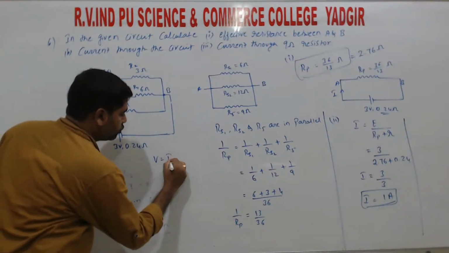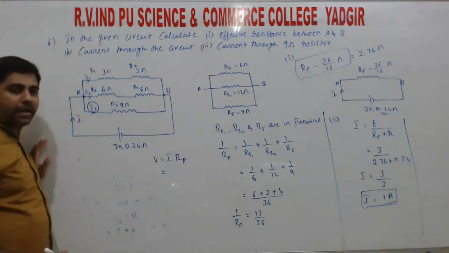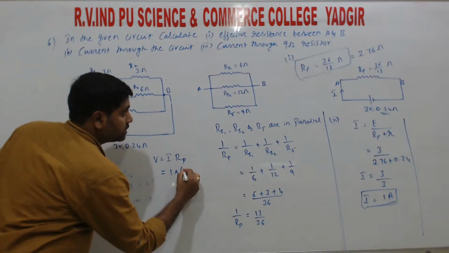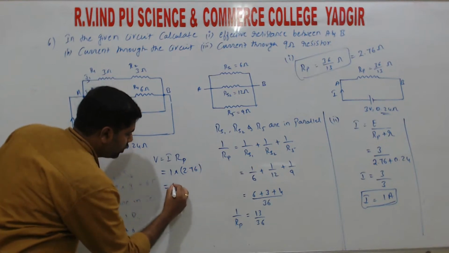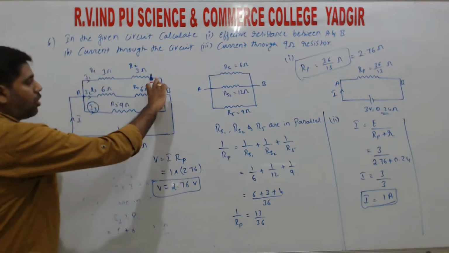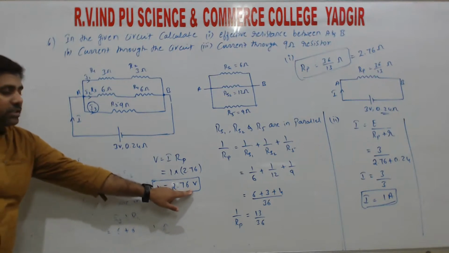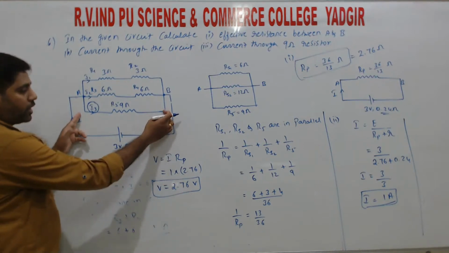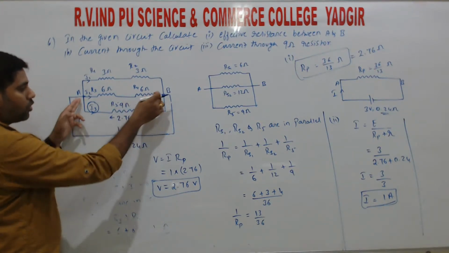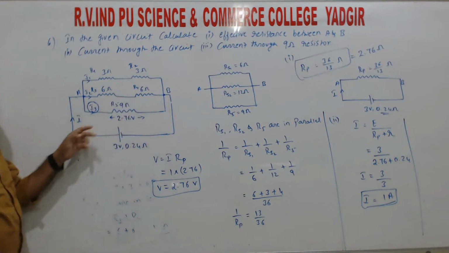So V is equal to I RP, the voltage for the total combination or equivalent resistance. The current I is 1 ampere and the resistance is 2.76, so the voltage we get is 2.76 volt. So this is the voltage across this combination. In all these three branches, the voltage remains the same, 2.76 volt, because in parallel the voltage remains same, right?